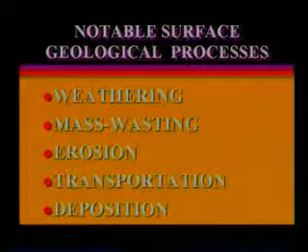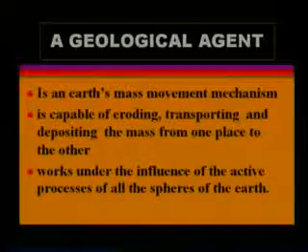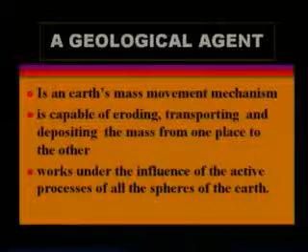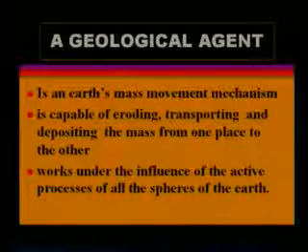These are all the geomorphic processes which sculpt the land surface and create a variety of landforms over the Earth's surface. A geological agent is an Earth's mass movement mechanism which is capable of eroding, transporting and depositing the mass removed from one place and deposited in another place. These activities are under the influence of various interactive mechanisms between the atmosphere, hydrosphere and lithosphere. So a geological agent is capable of carrying out erosion, transportation and deposition of different Earth's materials from one place to the other.